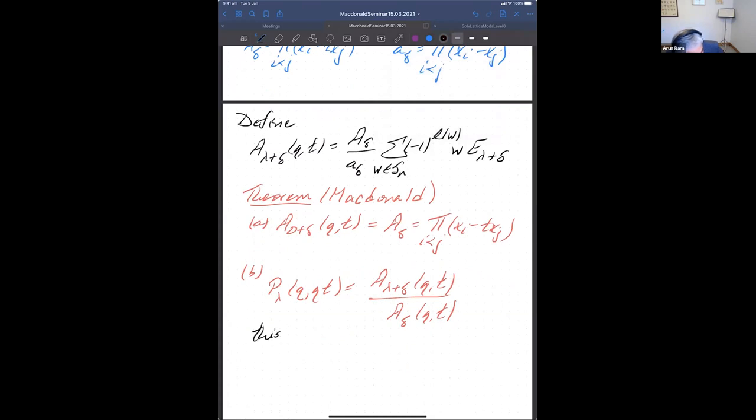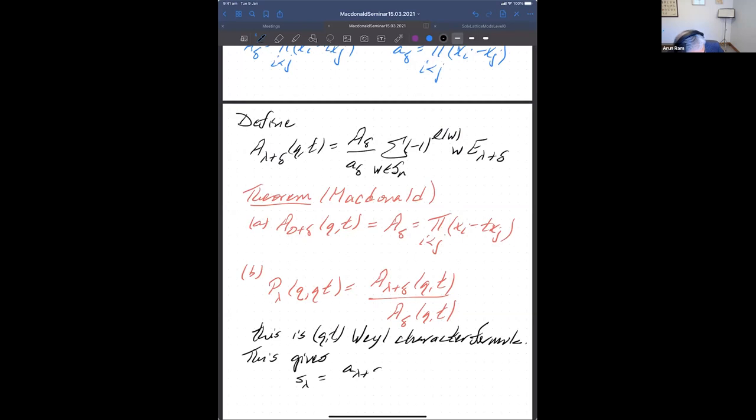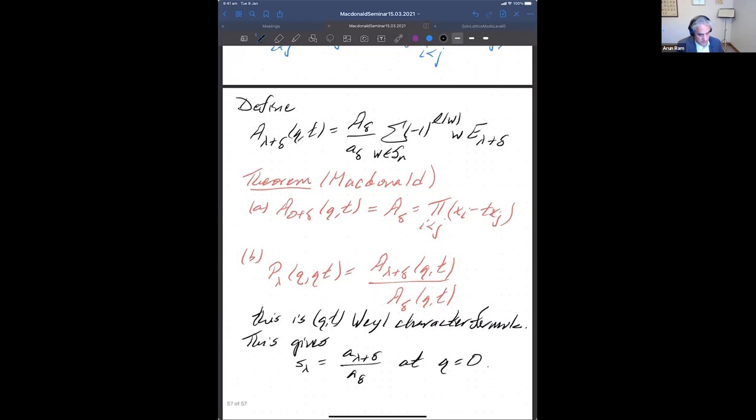And if you specialize to q equal to zero, morally your E lambdas become x to the lambda plus delta. That's right. So this gives S lambda equal to A lambda plus delta divided by A delta at q equal to zero. So that's the specialization which recovers the classical one.